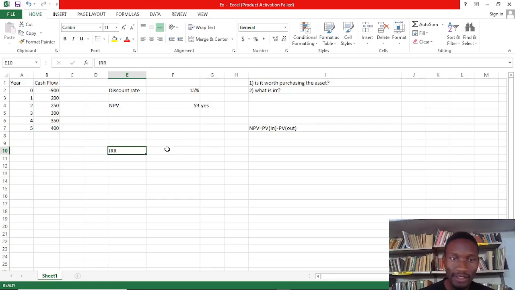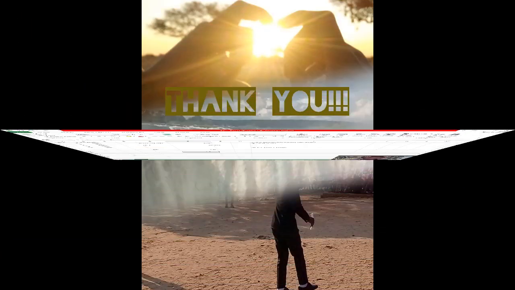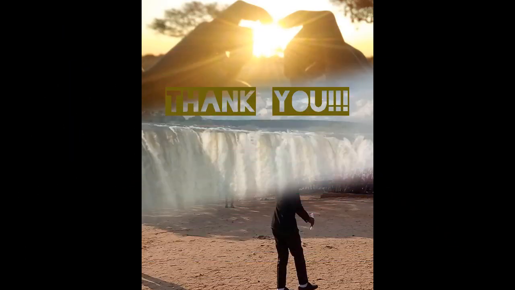Let's look for the formula for internal rate of return. Type IRR here. Then the formula comes. Then for the values, you highlight all the values here. Then you put your comma, then your guess. Remember, we say it is higher than 15%, so you guess any rate higher than 15%, say 30. Then you hit enter and you get 17%. Our internal rate of return is 17%. So this is how you do it.